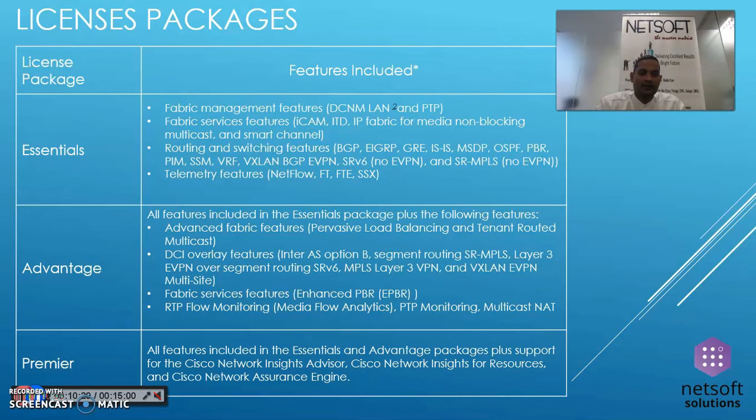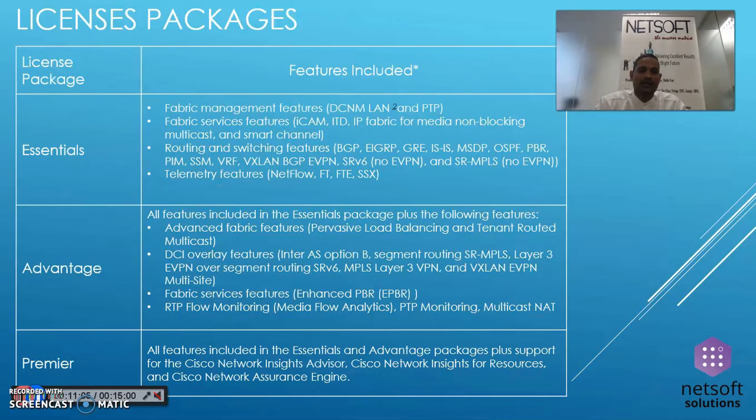The second type of licensing package is Advantage. In this Advantage package, you will have all the features of Essential. Along with that, you have a few advanced features such as load balancing, DCI or overlay features, your MVPN features, your multi-site EVPN features, and MPLS features. All these features come when you have Advantage as the license package.